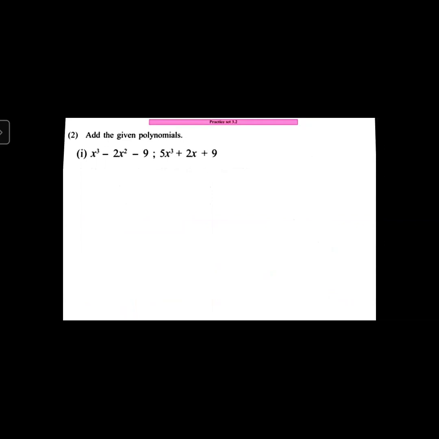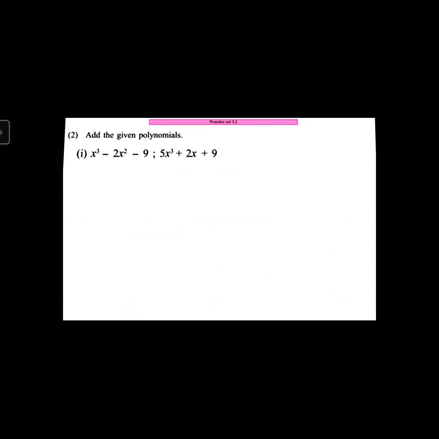Our next question is add the given polynomial. So now step by step we will do it. The second question is add the given polynomial. Third one is subtract. Fourth one is multiplication. Fifth one is division. And the sixth question is reduce to lowest terms. Okay, we will do it stepwise.